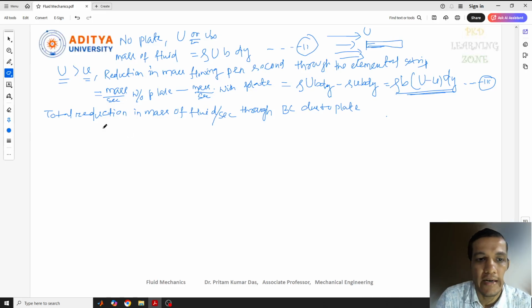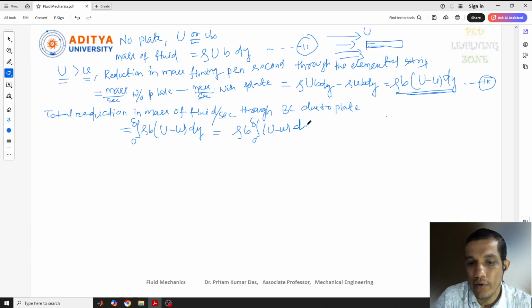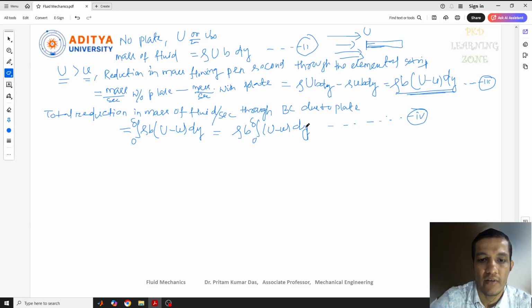We just need to integrate this equation. So I'll write the integration from 0 to delta of rho B into capital U minus small u, dy. We can take rho B common outside. Total height is delta, so the limits are 0 to delta, of capital U minus small u dy. Let's give this equation 4. If the fluid is incompressible, then the density is constant, so that's why I have taken it outside.